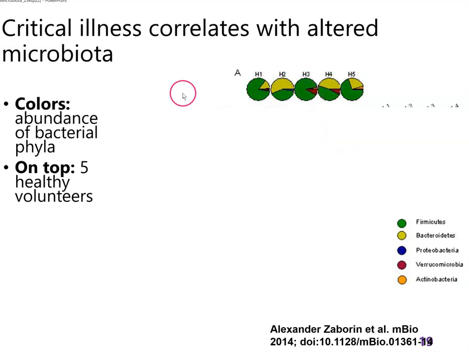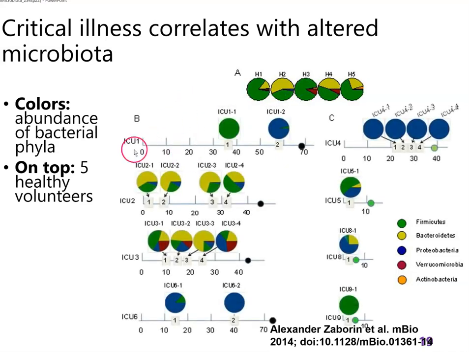So the next thing we're going to see is stool samples from intensive care unit patients. And on this side, it's patients who died. The black dot is when they died. The numbers are days after they were admitted, I think, to the hospital. I don't remember.